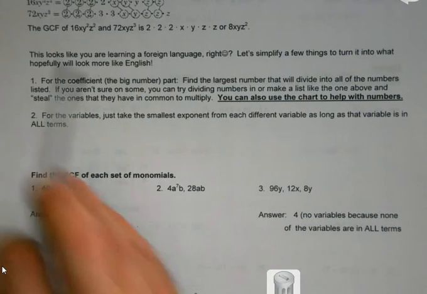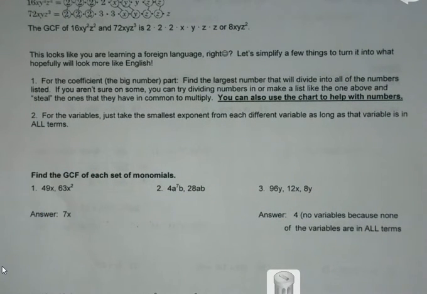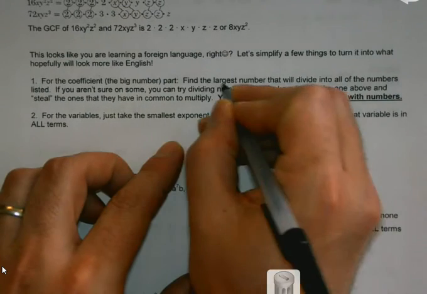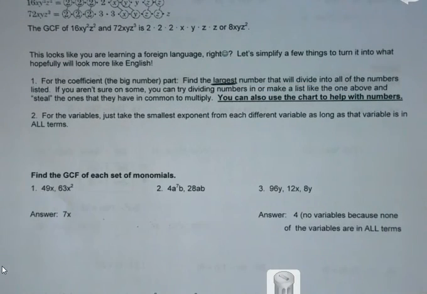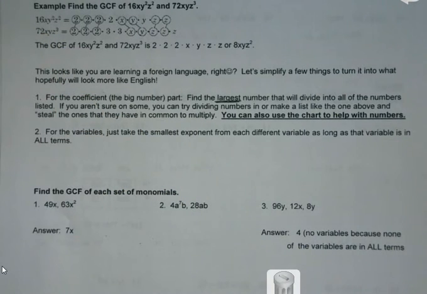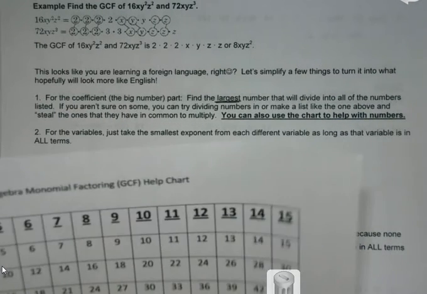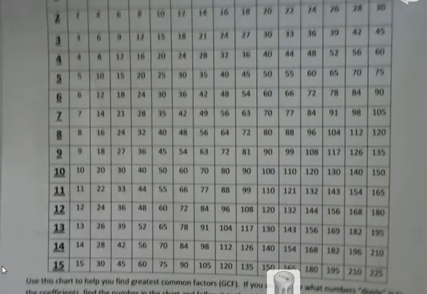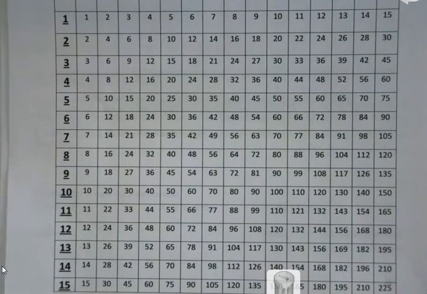For the big number in front, so like if I had these two values, 16 and 72, I would want to find the largest number that will divide into the numbers listed. So for instance, if I was using the example from up here, 16 and 72, here's what I would do. I would go through and I'd say, okay, let's see here. 16 and 72. I am going to be attempting in this chart, if multiplying and dividing isn't your thing, to find some row or column that have 16 and 72 both in them.